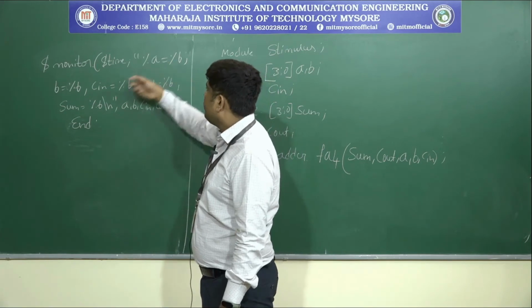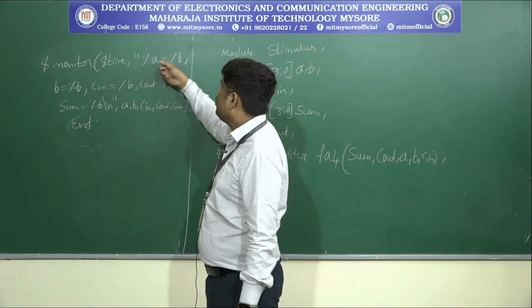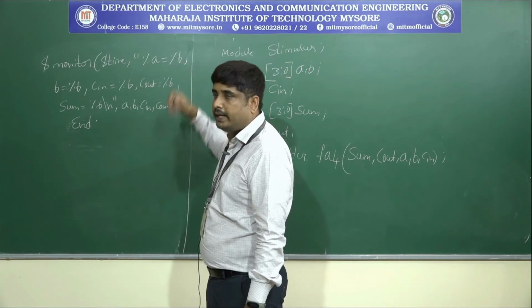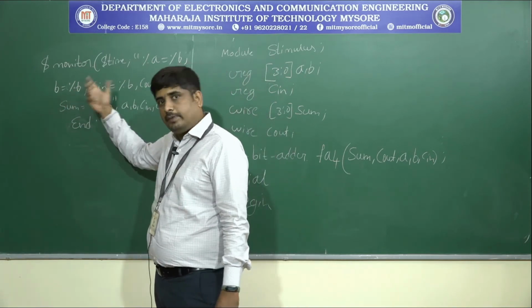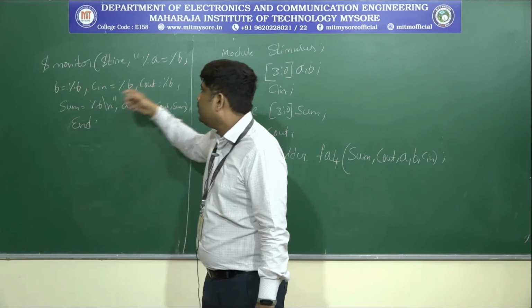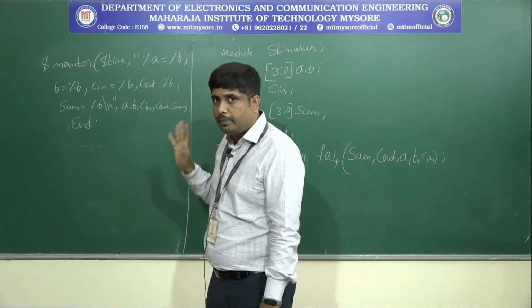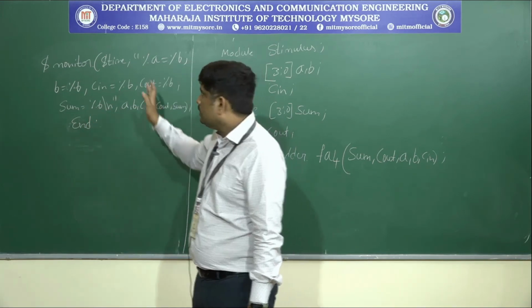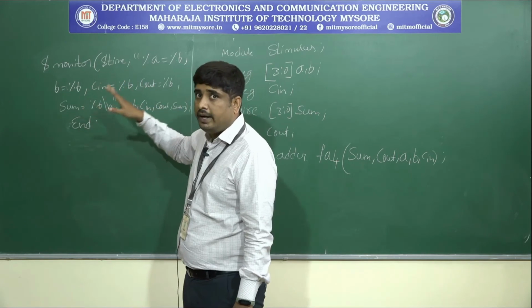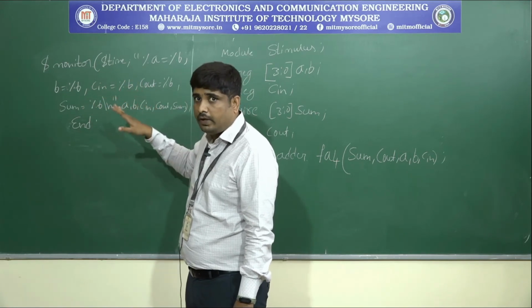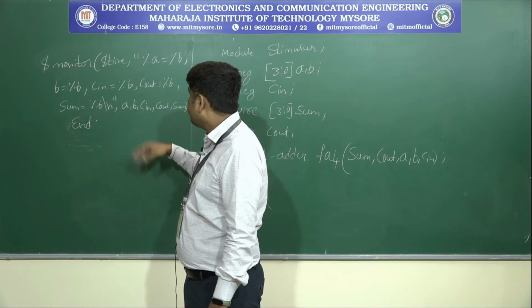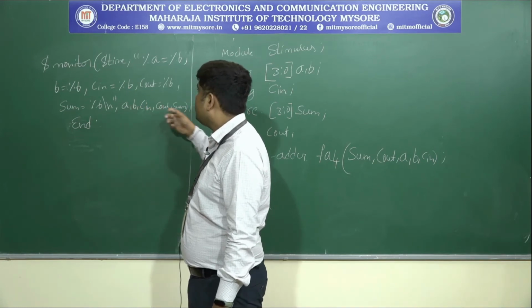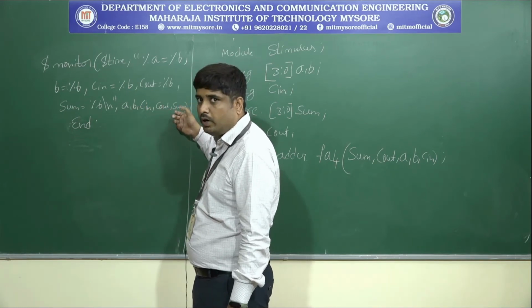Then after this you mention some data. A is equal to %b, which indicates binary data. B is equal to %b. A, B, Cin, Cout and sum, all our data should be in binary. So the output is displayed in terms of binary data only. Then A, B, Cin, Cout and sum display the output.